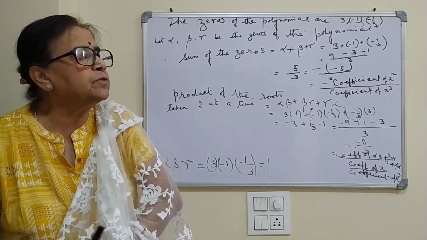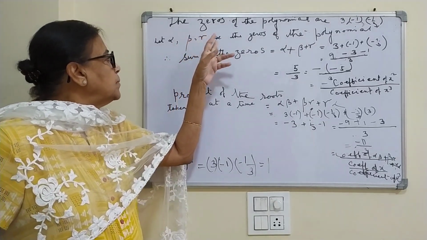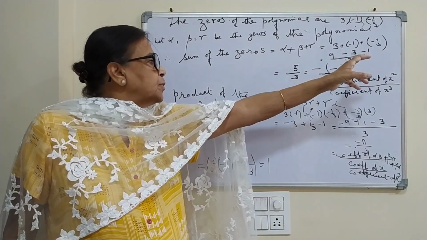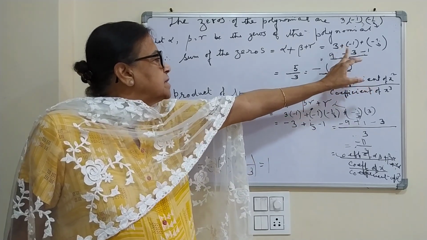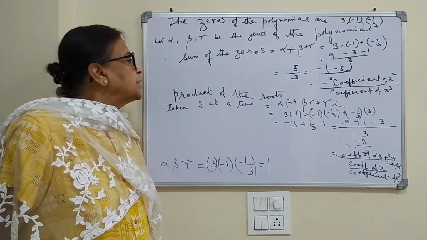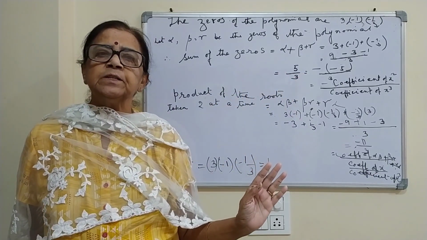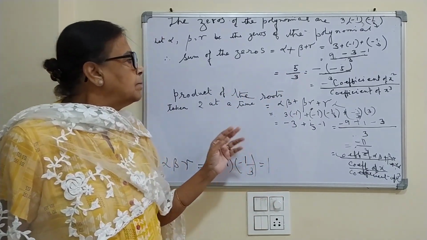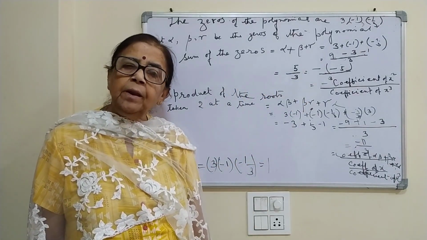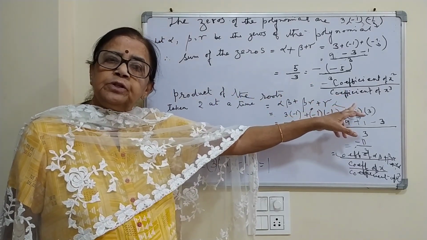So the sum of the zeros, that is alpha plus beta plus gamma, I substitute the values, then I get 3 minus 1 minus 1 by 3, which is 5 by 3. Plus 5 by 3 can be written as minus of minus 5 divided by 3, that is, minus 5 is the coefficient of x square and 3 is the coefficient of x cube.